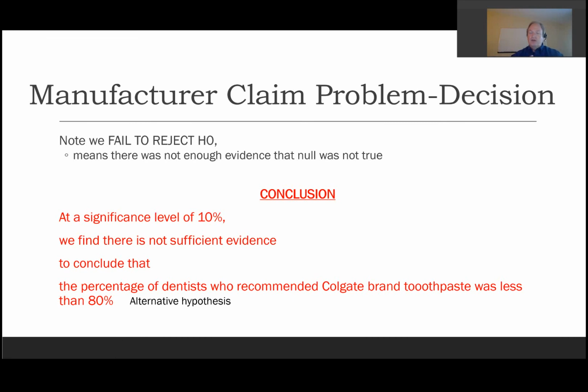This is equivalent to a jury saying, at the burden of proof required for a certain type of trial, we find there is not sufficient evidence to conclude this individual is guilty. Guilty is the alternative, what you're trying to prove. In this case, we were trying to prove the percentage was less than 80%.